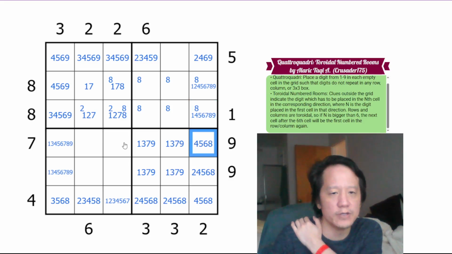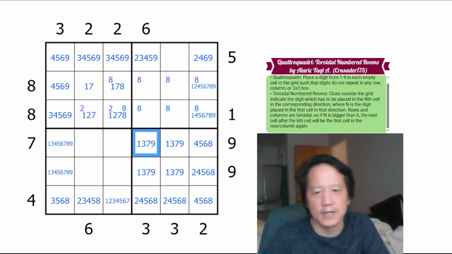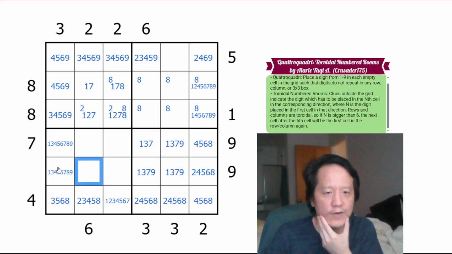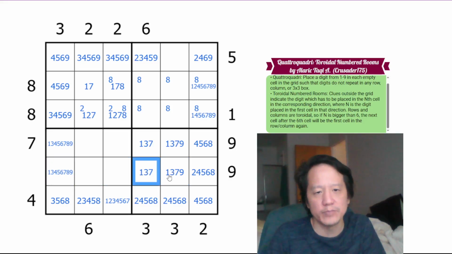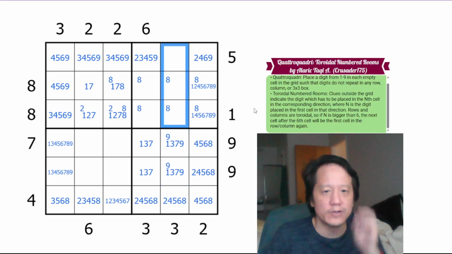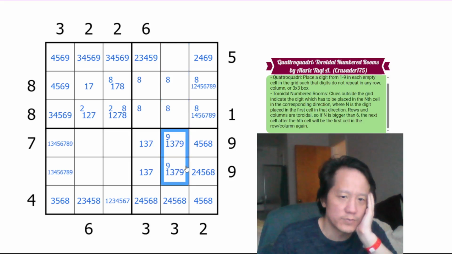9 can only be in 4, 5, 6, or 8. So this cannot be 9. 9 here could be in 2, 4, 5, 6, or 8. So this can't be 9. So 9 has to be one of these 2, which means 9 cannot be here. That doesn't really help us much.